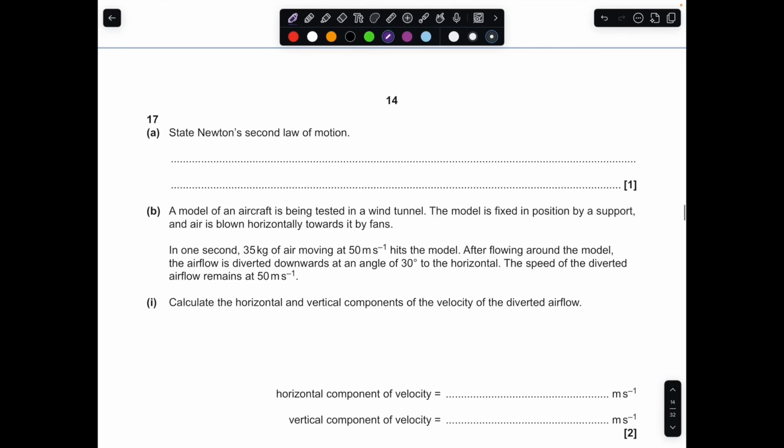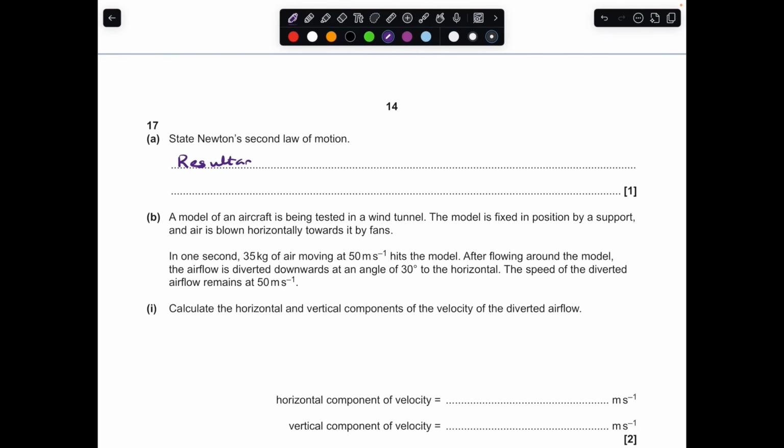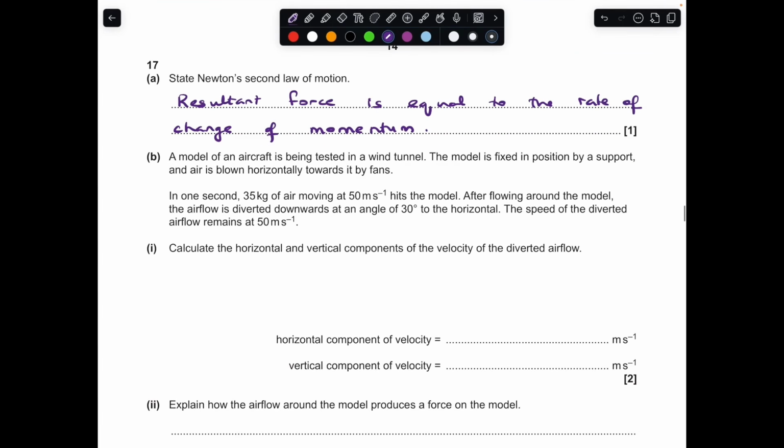Question number 17. State Newton's second law of motion. It simply states that the resultant force is equal to the rate of change of momentum. Part B. A model of an aircraft is being tested in a wind tunnel, and the model is fixed in position by a support, and air is blown horizontally towards it by fans. In 1 second, 35 kg of air is moving at 50 meters per second as it hits the model.